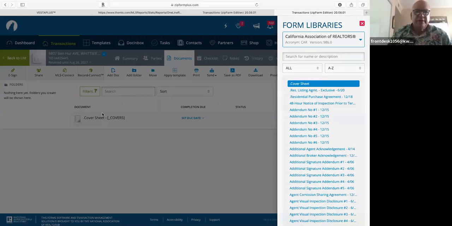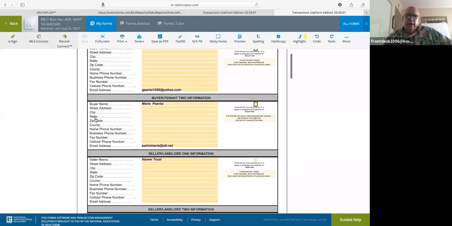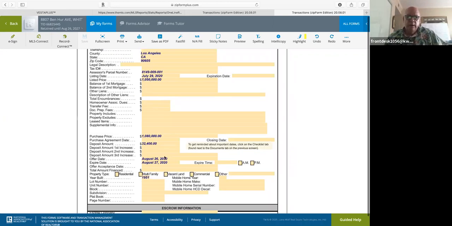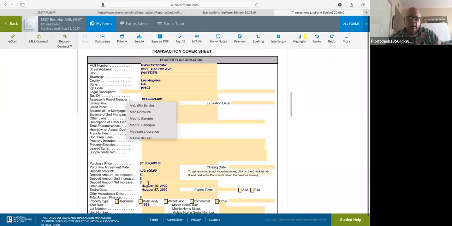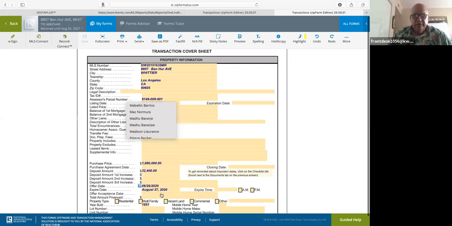So we have our cover sheet, which is going to have various data about the file, information that was already filled in, so you can see that all the property address and all that information was filled in. So you have to really go down and do a double check. So we have the offer date, and the offer date is today. The expiration, excuse me, is tomorrow. Tomorrow at 5 o'clock.